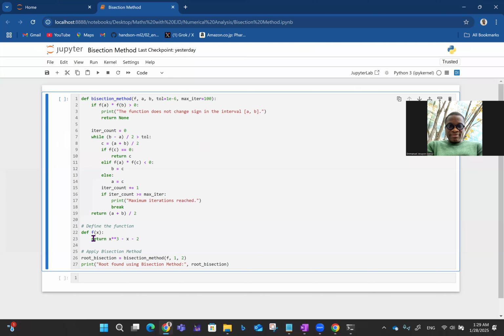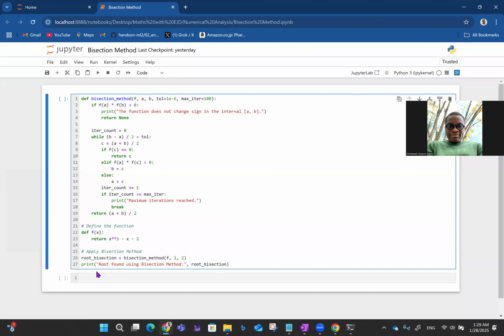So here now, this is where we are defining the actual function in line 22. So define f of x, which returns x cubed minus x minus 2. Then in lines 25, 26 and 27, that's where we are actually doing the actual work. So you apply the bisection method. So root bisection is now whatever you have done with the bisection method on 1, 2, which is our limit. Then you say root found using bisection method, which gives you root bisection, and you just go.